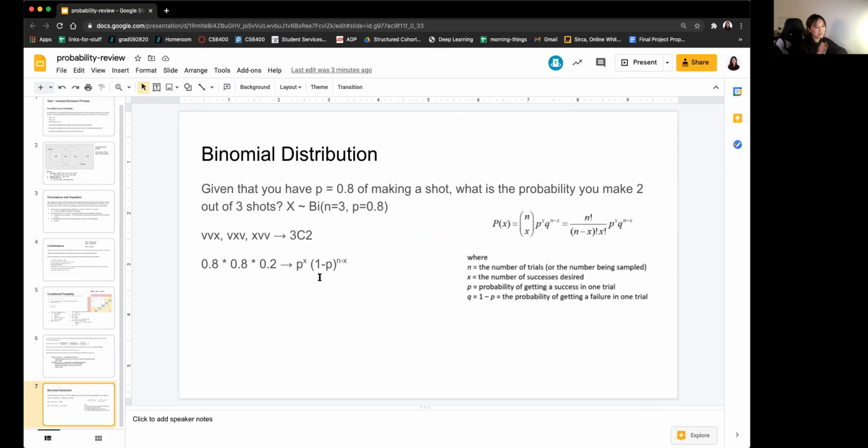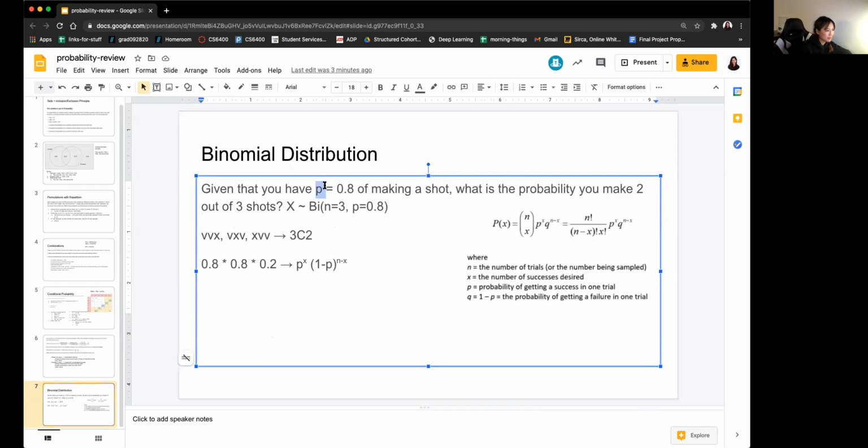Yeah, so just to round off, to break down the binomial distribution, an example question that you get, I think they have you code out a couple examples of this at some point, but they give you the formula and you pretty much plug it in. But I think it's important to figure out where this formula comes from. So a quick example: let's say you have a probability of 0.8 of making a shot. What is the probability that you make 2 out of 3 shots?